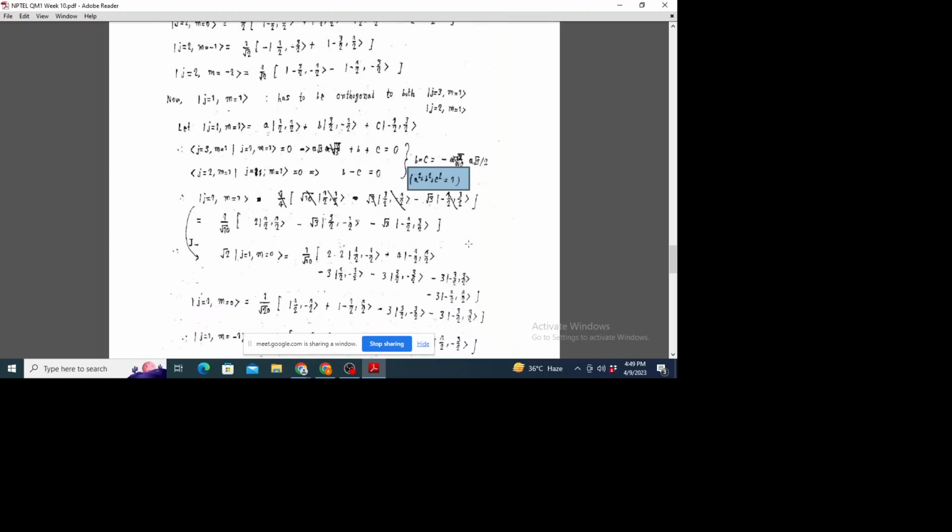Okay, and this linear combination will have to be orthogonal to both of these two states. Now just find the inner product and demand the orthogonality. You will see that you are getting these two relations. One is this, another is this. Also demand the normalization property, a square plus b square plus c square equal to 1, and then you will get the unique solution that j equal to 1, m equal to 1 is this.